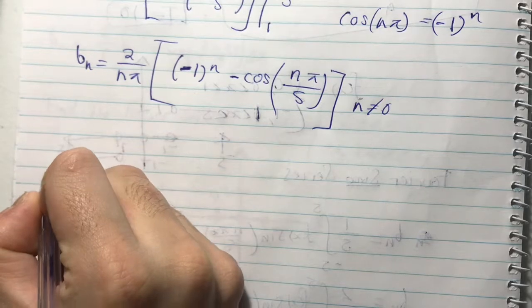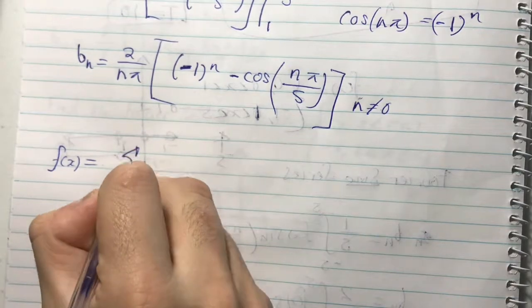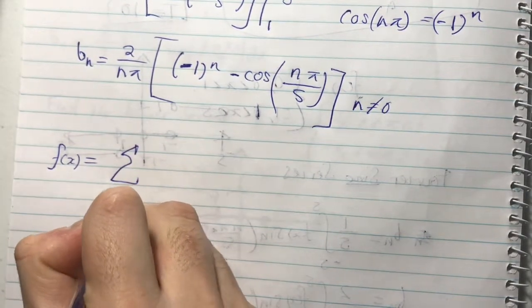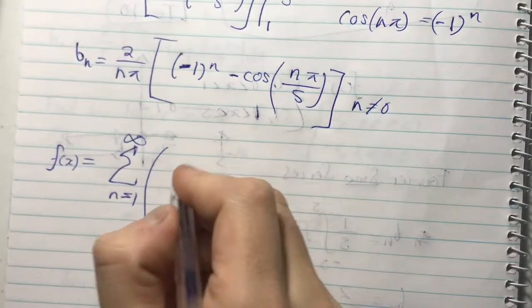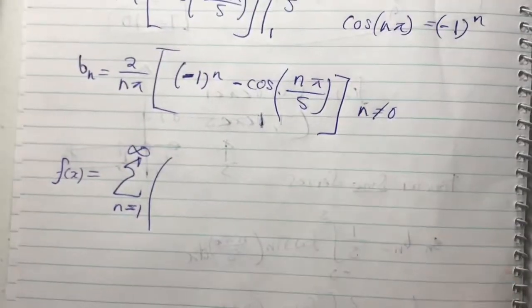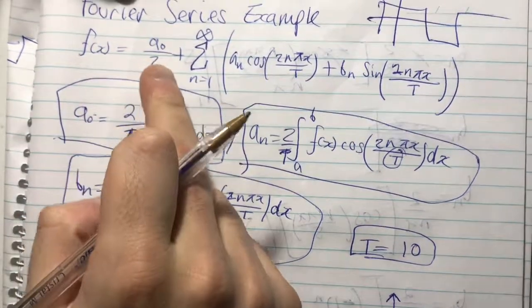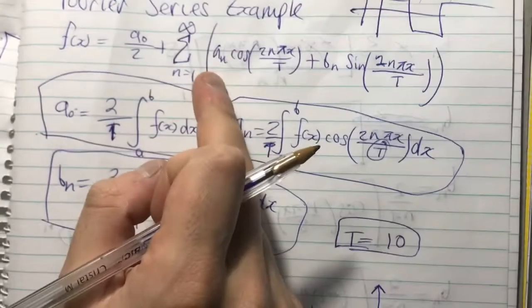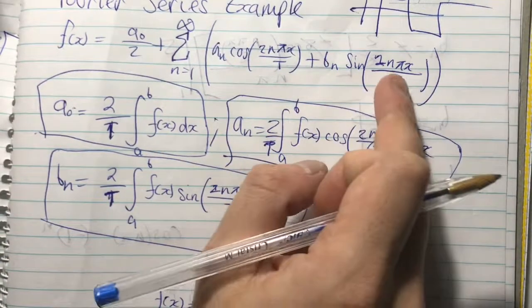Alright, so now we want to write down our Fourier series final answer. Well, we know we don't have a naught, so it's just equal to the summation from n equals 1 to infinity of Bn, because we don't have any cos terms. This is a Fourier sine series. So we'll go back to the formula. f of x was equal to a naught over 2 plus the summation, n equals 1 to infinity. And because we don't have An, we only include the Bn sine 2n pi x on T term. So we'll just go back to where we were.